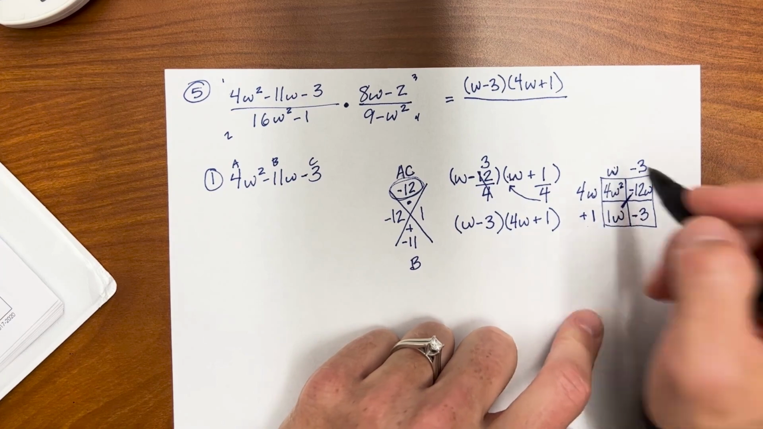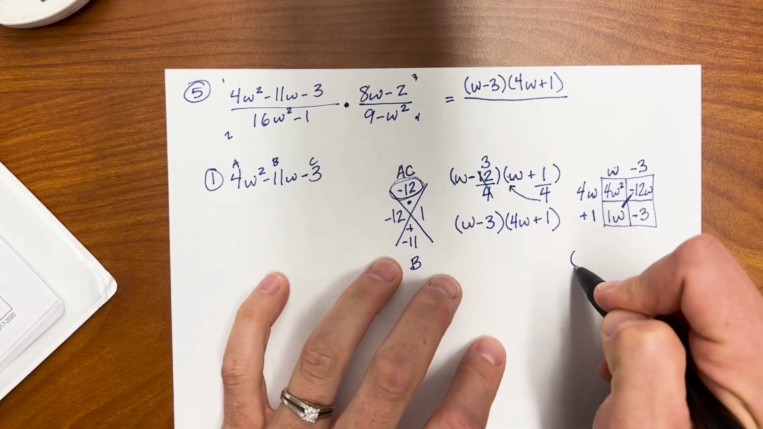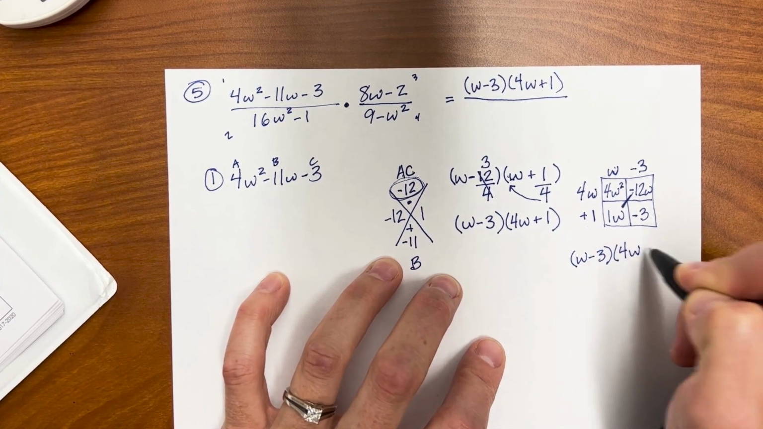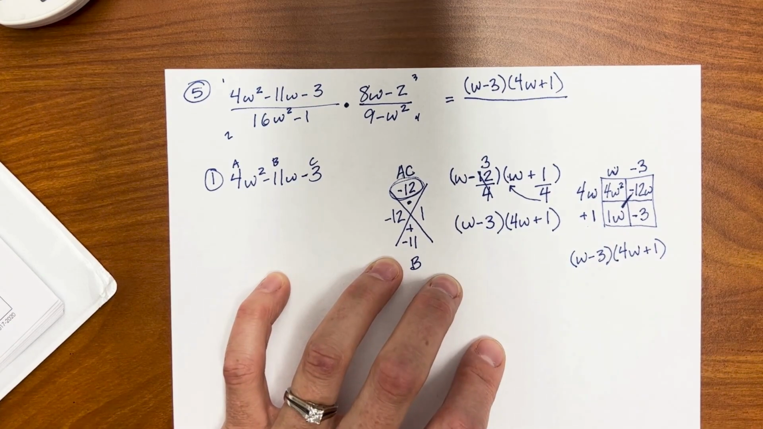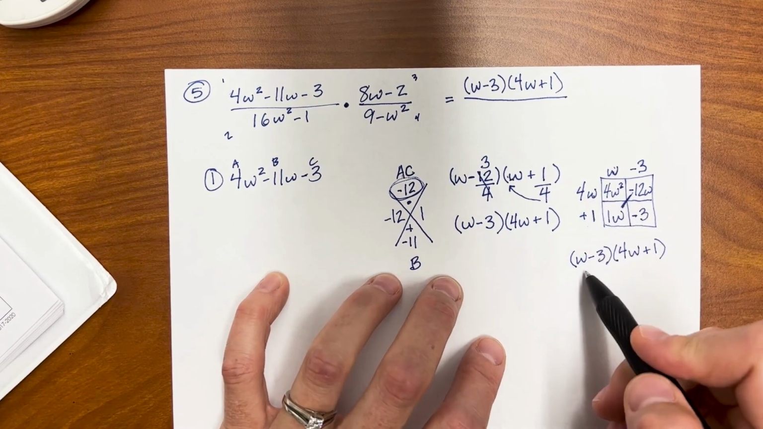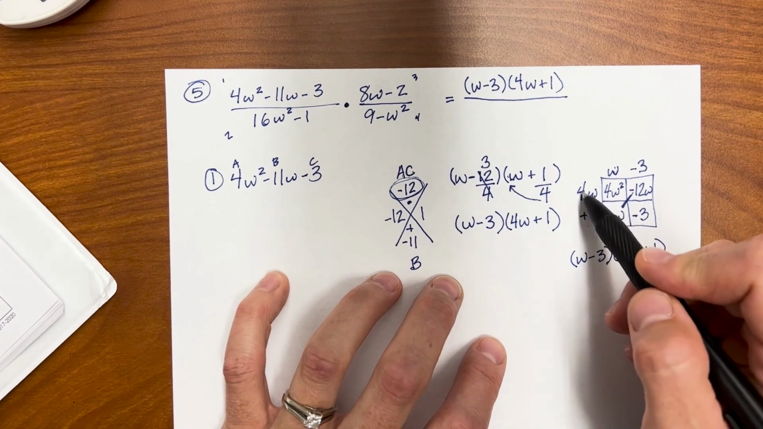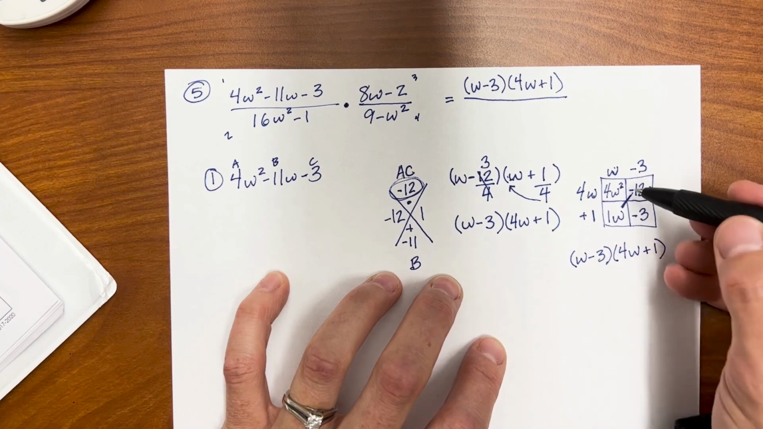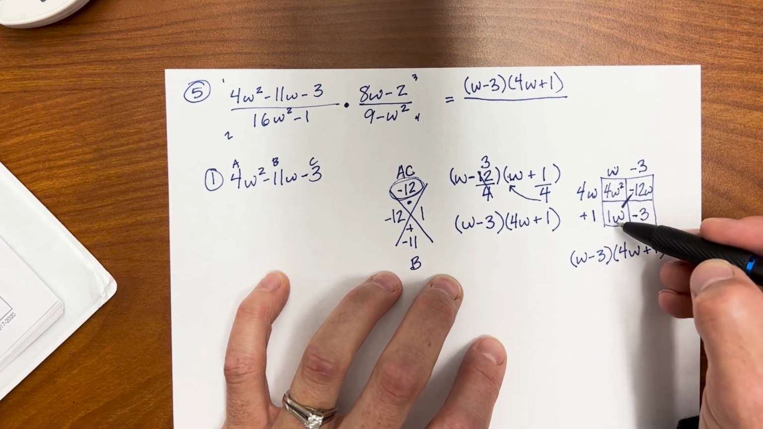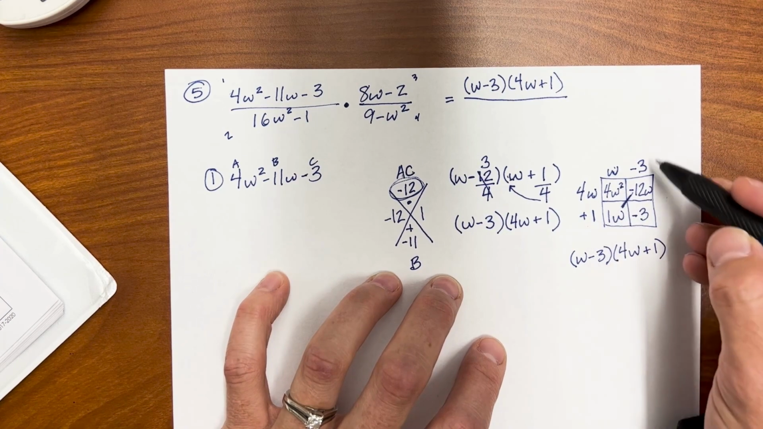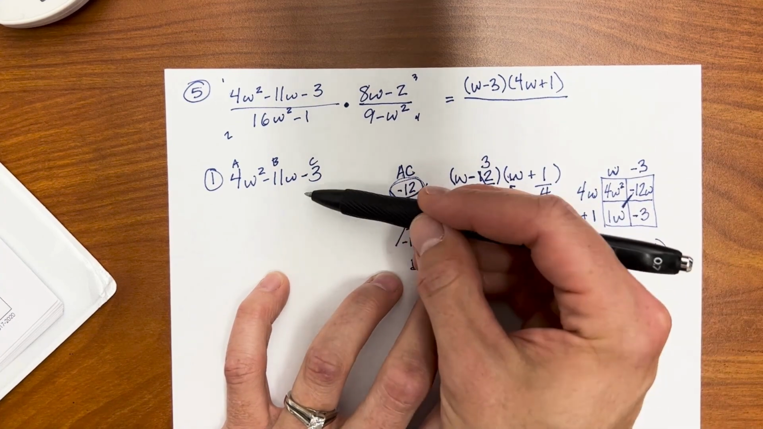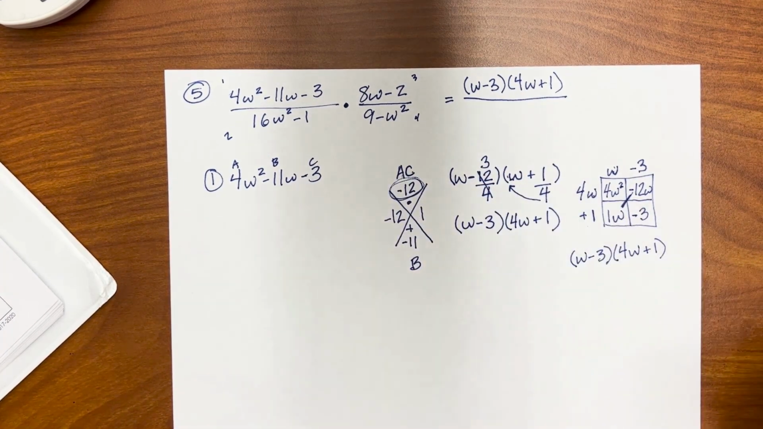So that means that my factors on the outside are W minus 3 and 4W plus 1. And the way that we know this works is that when I multiply this back out, 4W times W gives me 4W squared. 4W times negative 3 is negative 12W. W times 1 is 1W. Negative 3 times 1 is negative 3. If I add all these together, I end up with what I started with. So that's a way to check to see if we're right. Okay, so that's the first part.